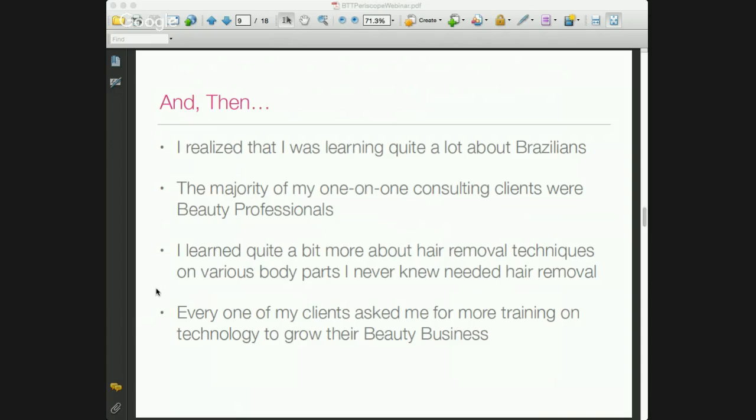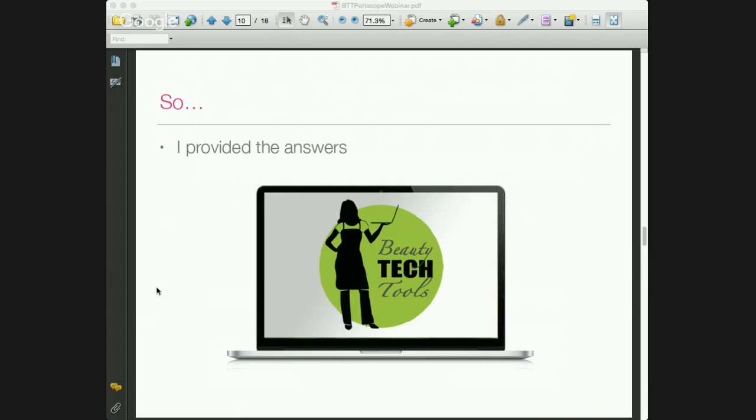The majority of my one-on-one consulting clients were beauty professionals. So I was learning a lot about the beauty business. I learned quite a bit about hair removal techniques, yes, that I didn't need. I didn't even know hair needed to be removed in these particular areas. But every single one of my clients was asking me for more training on technology in regards to their beauty business. And I provided the answers. And that's how Beauty Tech Tools came to be. And you are here to hopefully see how Beauty Tech Tools can help you build your beauty business.